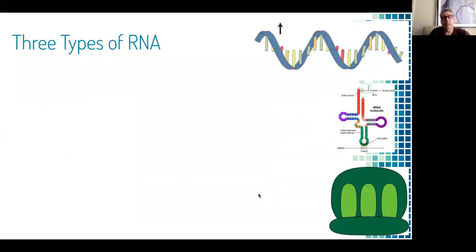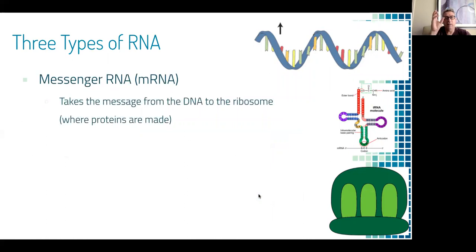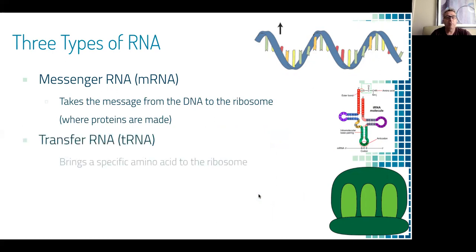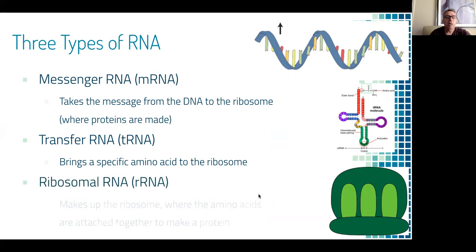And this is that next slide. What are the three types of RNA? Messenger RNA, we've seen that before. It takes the message from the DNA to the ribosomes, where the proteins are made. The transfer RNA brings a specific amino acid to the ribosome. So that big green triangle in that video was transfer RNA. Ribosomal RNA makes up the ribosome, where the proteins are made from the amino acids.